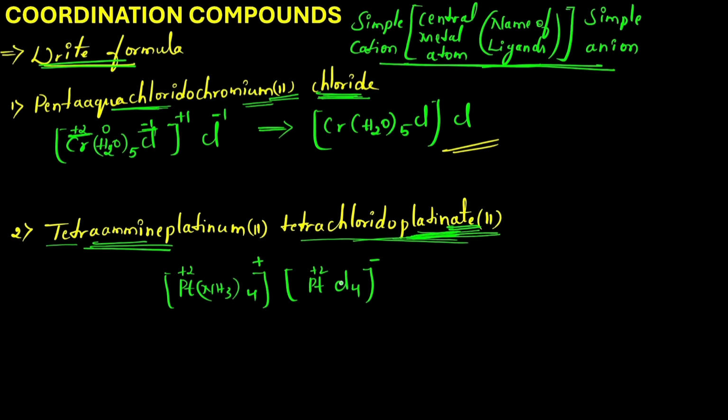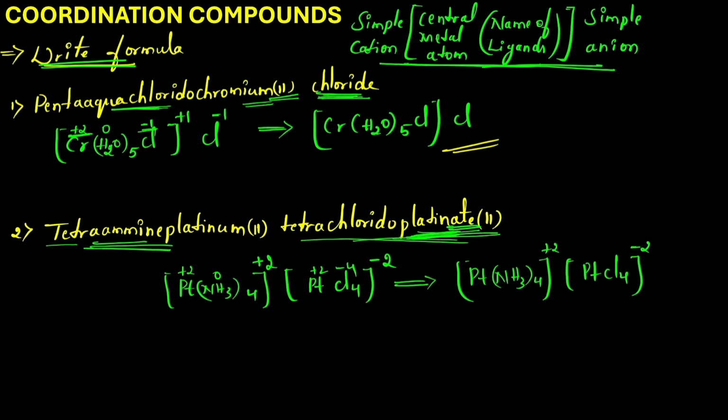Here we have Cl4, that means each Cl will have one negative charge, therefore -1 into 4 is -4. The sum of +2 minus 4 is -2. Therefore the charge on the coordination sphere is -2. Here the charge on the coordination sphere is 0 plus 2, therefore it is +2. Therefore [Pt(NH3)4][PtCl4], with +2 and -2. This is the formula of the coordination compound.